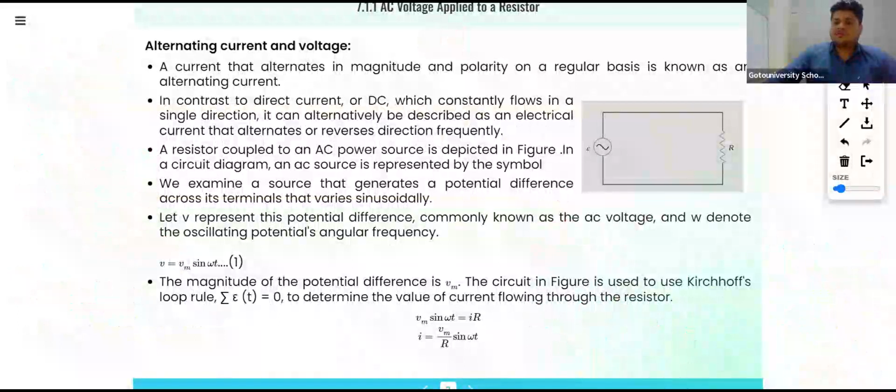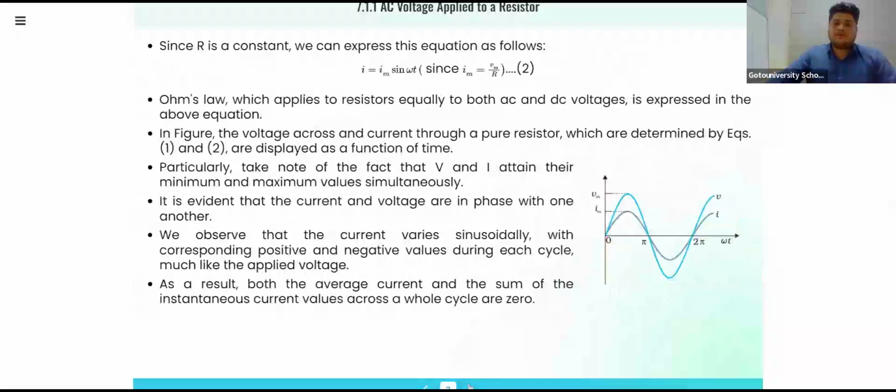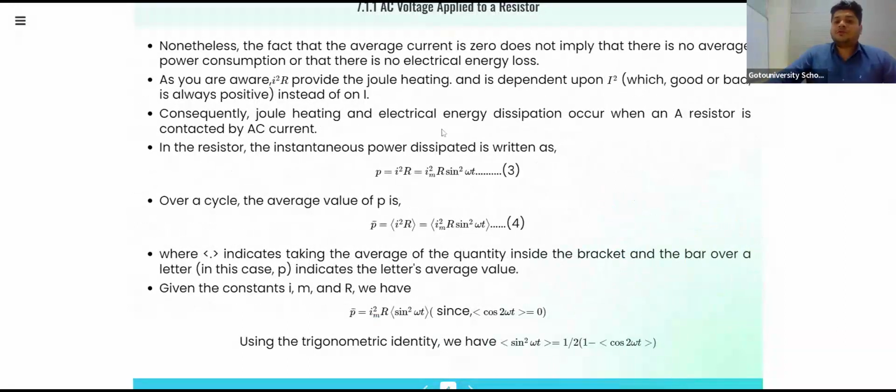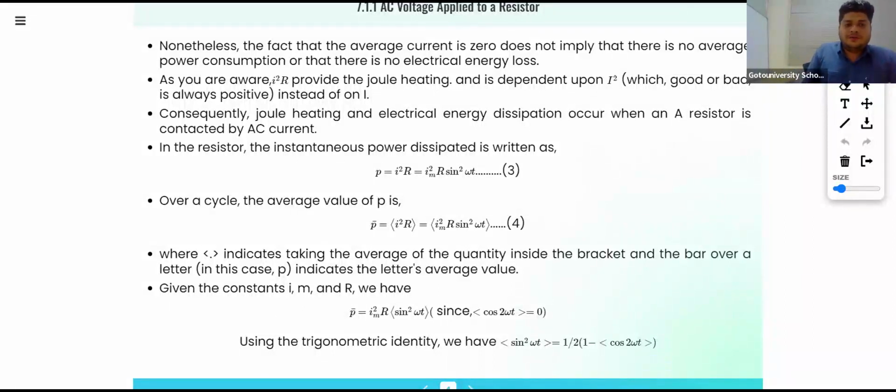Next, we have to find power. What about power? Step 6, power. The formula for power is V into I. V into I means simply E into I. V into I you can write, or you can write E into I.